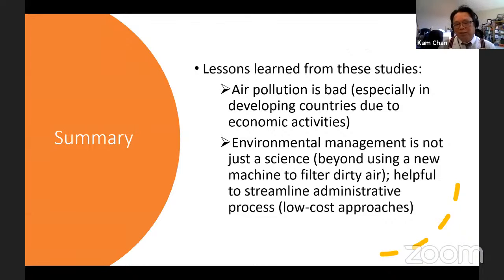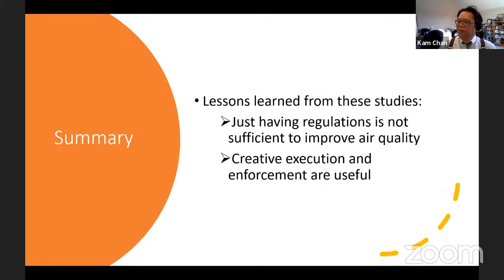So what do we learn from these studies? Okay, number one, air pollution is bad. Especially in developing countries, due to economic activities and GDP growth like that. Environmental management is not just a science. Beyond the use of a new machine to filter dirty air, it's helpful to streamline administrative processes like a specialized economic court, or sending inspectors directly to a city. So these are effective. Just having regulations is not sufficient. You need to have creative execution and enforcement of regulations.